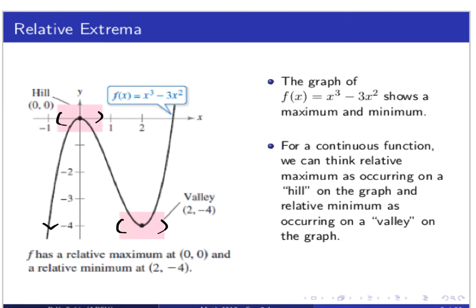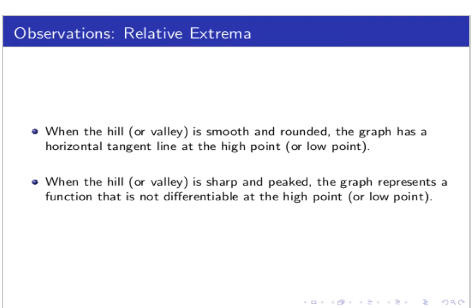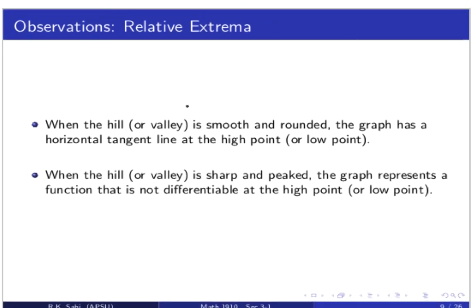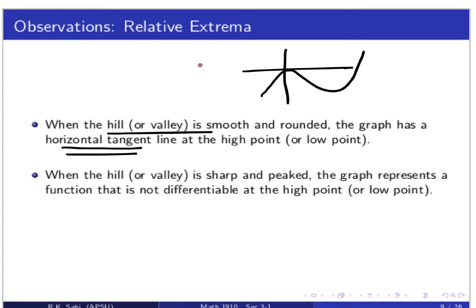Now let's look at certain observations from this relative extrema. It says, when the hills or the valleys are smooth and rounded, the graph has a horizontal tangent line at that point. In our graph previously, this was how it was going. Notice how smooth the curves are, smooth hills and valleys. So we have a nice little horizontal tangent line.